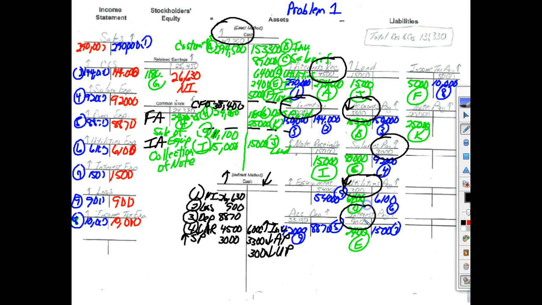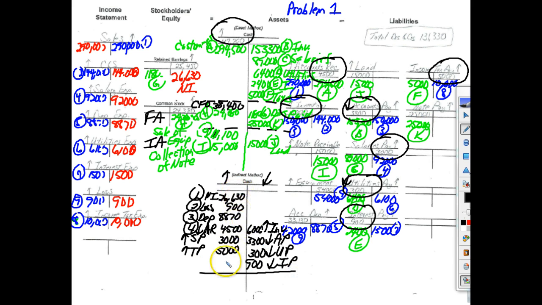And interest payable, the same thing. Income taxes payable went up, that's on the credit side, so let's put it down here as a debit. And then note payable would be long-term. So we draw our line.